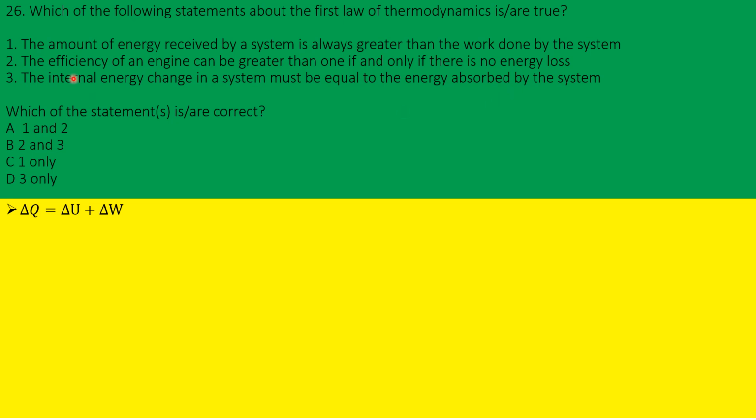So the internal energy change in a system must be equal to the energy absorbed by the system. Wrong. Two says the efficiency of an engine can be greater than 1 if and only if there is no energy loss. Forget it. It can never be greater than 1. One says the amount of energy received by a system is always greater than the work done by the system. Correct. That's why the efficiency will never be 1, because the energy the machine receives, the energy input, is always greater than the useful output. Good. So 1 only is the answer. So our answer is C.